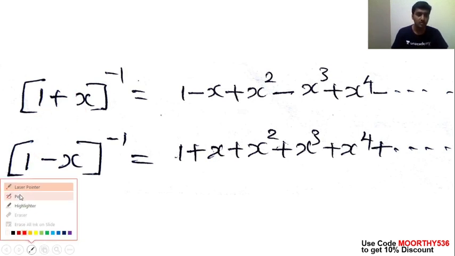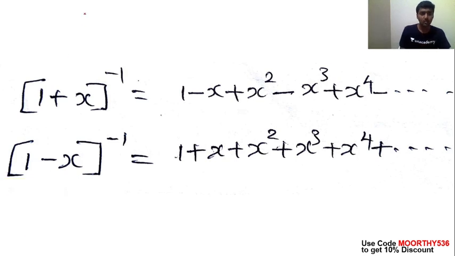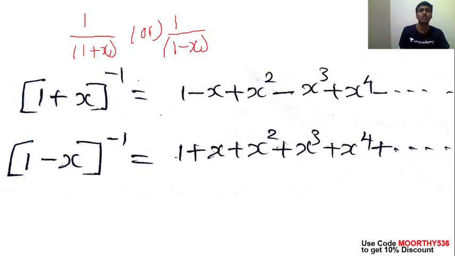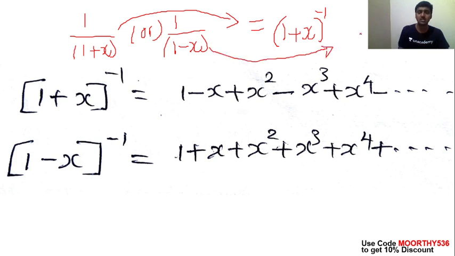First thing, the denominator f of D we have to convert in terms of 1 divided by 1 plus x, or 1 divided by 1 minus x. So when we take this 1 plus x into the numerator, we get 1 plus x the whole power minus 1. When we take 1 minus x into the numerator, we get 1 minus x the whole power minus 1. These are the binomial expansions.